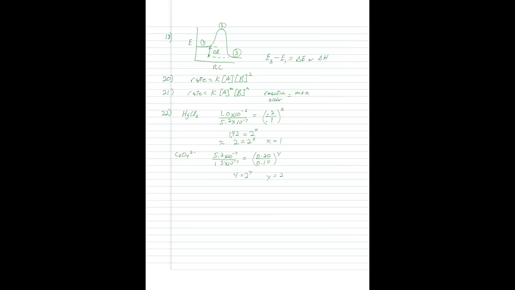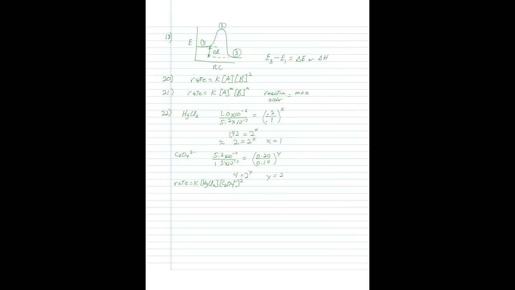Okay, so now we can write our rate law. We can say that rate equals K, concentration of HgCl2, concentration of C2O4 minus, and that gets squared. Okay, so that's our rate law now.